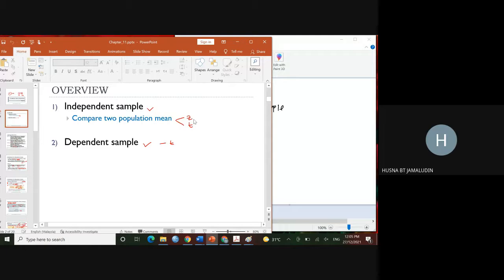What is the difference between Z and T? Anyone? Sigma. So your sigma will be given in Z. In other words, your population standard deviation will be given if you want to use the Z distribution. So make sure that you are not confused between sigma and S, because sigma is the population standard deviation. Sometimes the standard deviation is given, but it might be referring to your sample standard deviation. If it is a sample, it doesn't count as sigma. Okay?